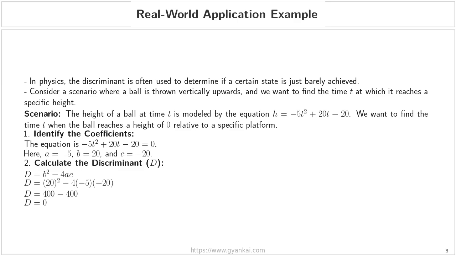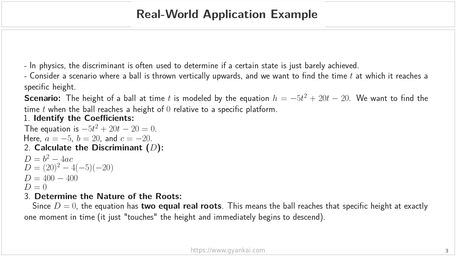Next, we calculate the discriminant, which we denote as D, using the formula we learned in the previous slide. D equals b squared minus 4ac. Plugging in our values, we get 20 squared minus 4 times negative 5 times negative 20. When we calculate this, 20 squared gives us 400, and 4 times negative 5 times negative 20 also results in 400. So we have 400 minus 400, which leaves us with a discriminant of 0. Now, let's determine the nature of the roots based on this result.